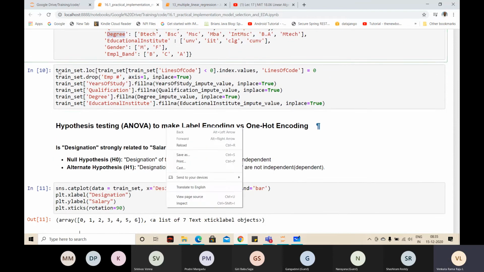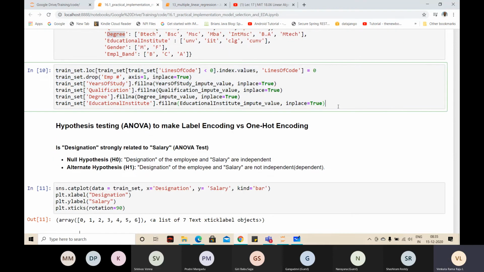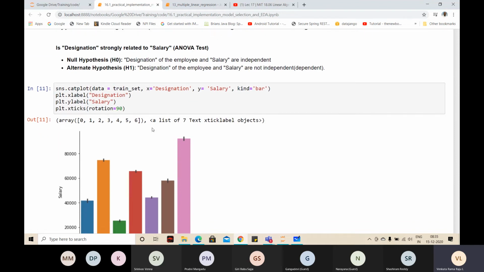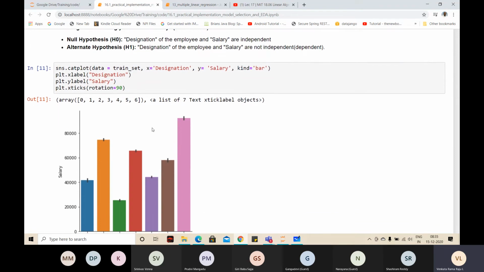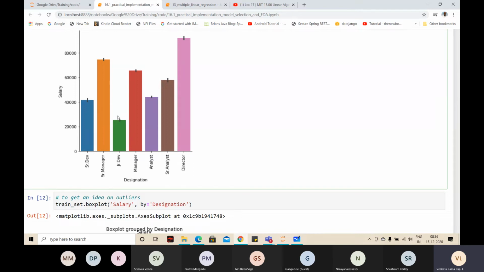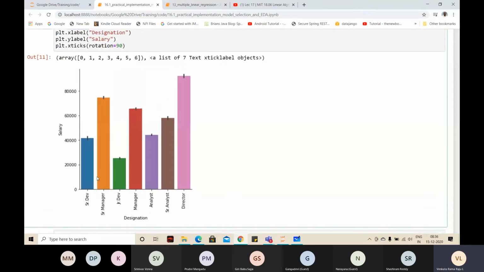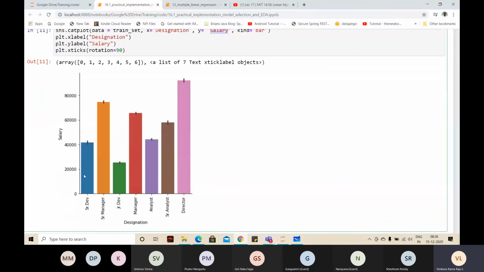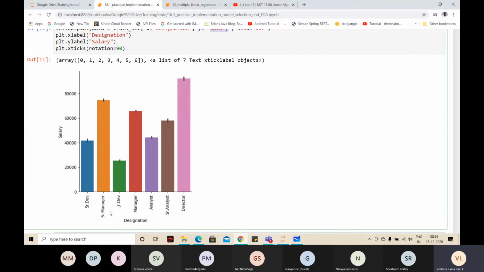On the train set I imputed values here. But should I convert these categorical columns using one hot or label encoding? That's what we need to find. We can do a cat plot, which shows the averages of different categories. Here I took designations on X and salaries on Y. The average salaries for the designations are different, which means the categories of that column are distinct in nature, so we can do label encoding. By looking at this graph, you can understand.